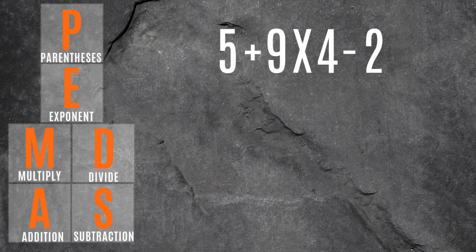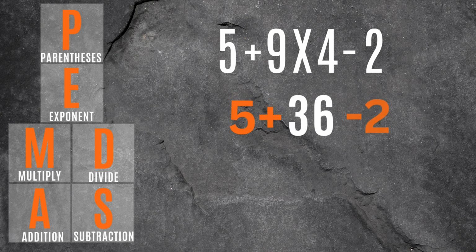So we start with 5 plus 9 times 4 minus 2. Well, of course, we come across multiplication first. So 9 times 4 is 36. Bring down the 5 with the addition symbol and bring down the subtraction symbol with the 2.